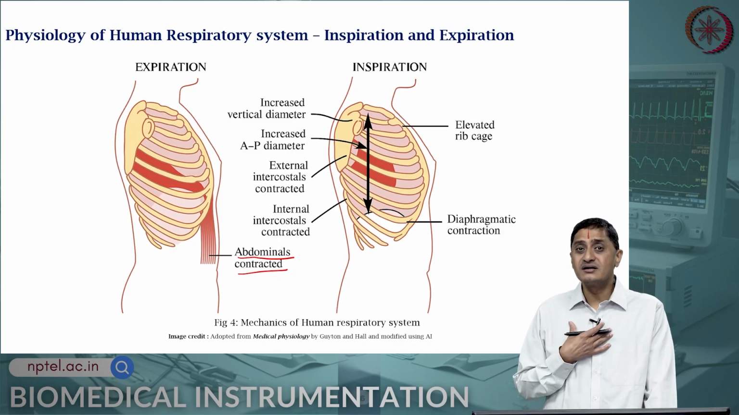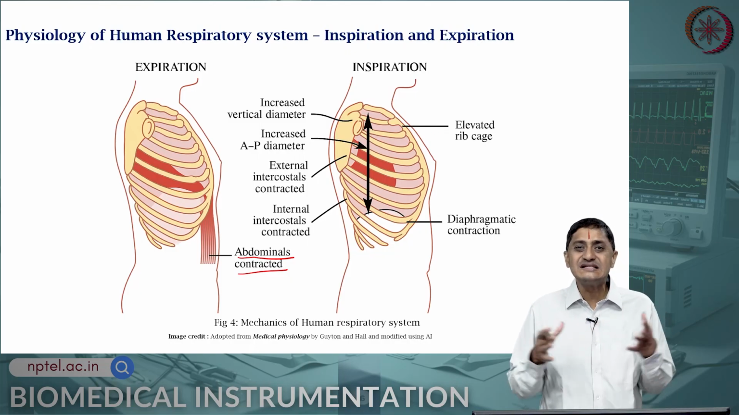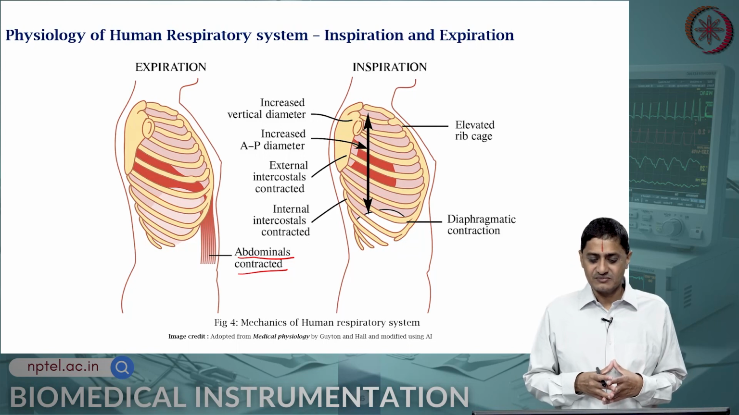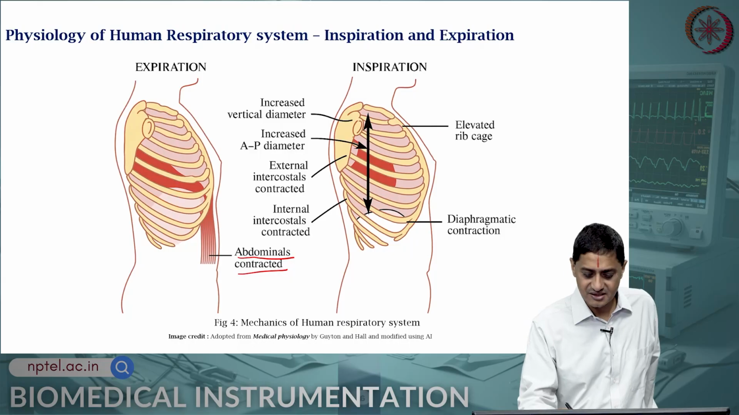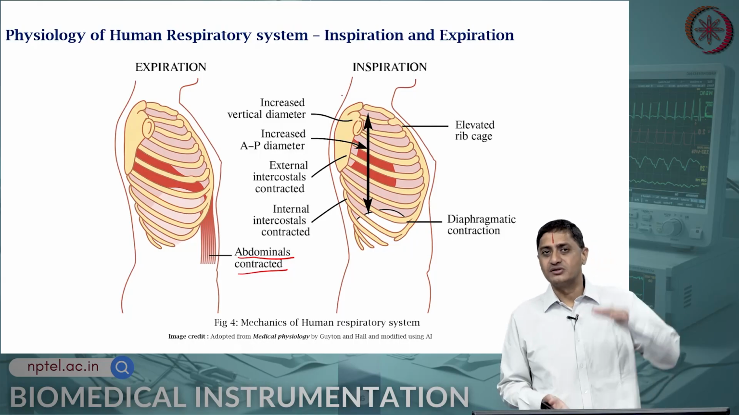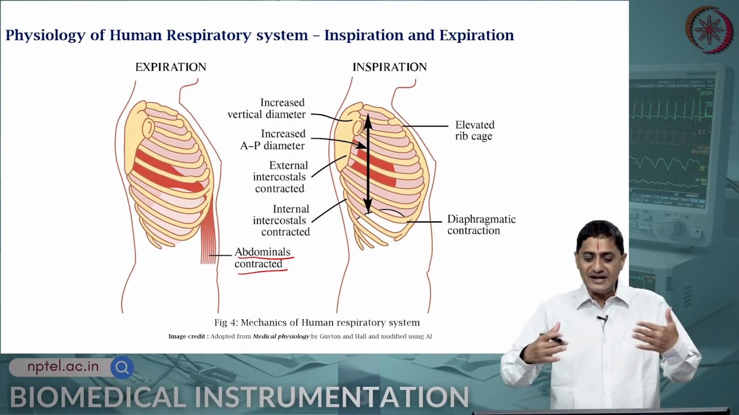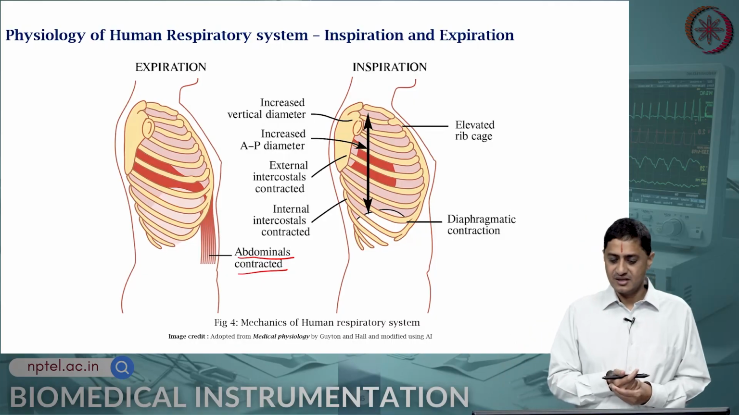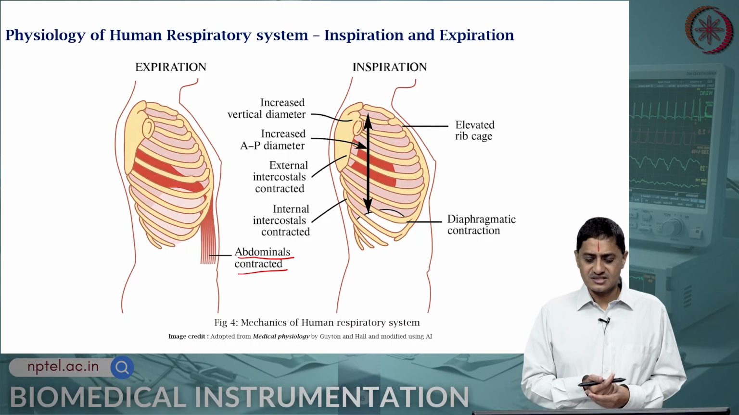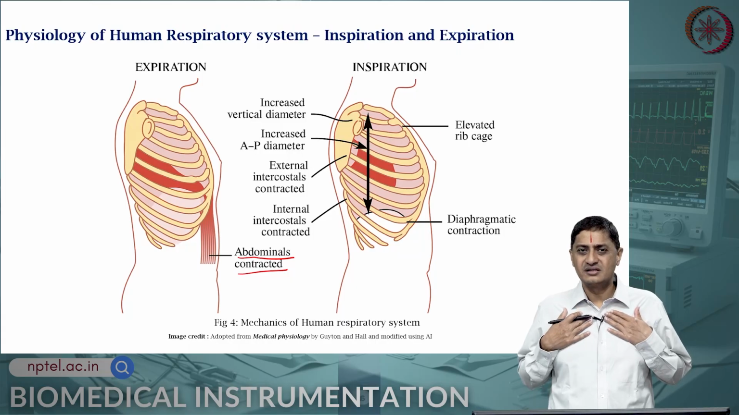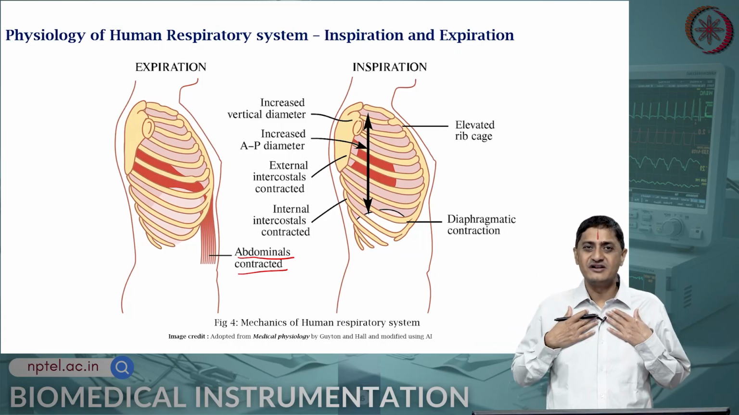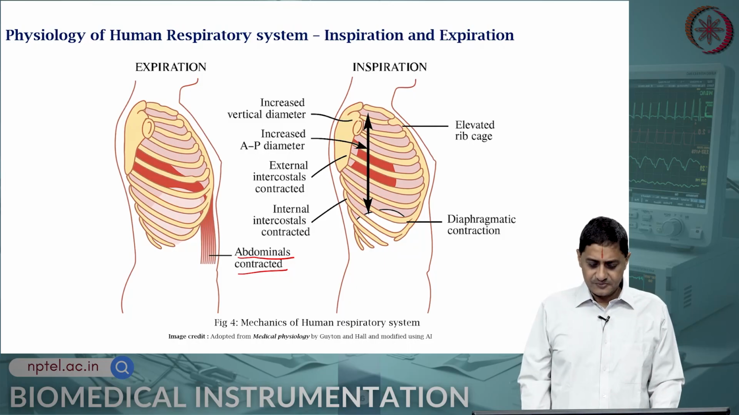But when you are breathing in during inspiration, there is an increased vertical diameter, and also in the AP direction, the anterior posterior, the forward backward direction, and then the intercostal muscles are contracted, the rib cage, you can feel that. You can keep your hand here and then breathe, and you will feel that your rib cage is elevated as you do that, right.